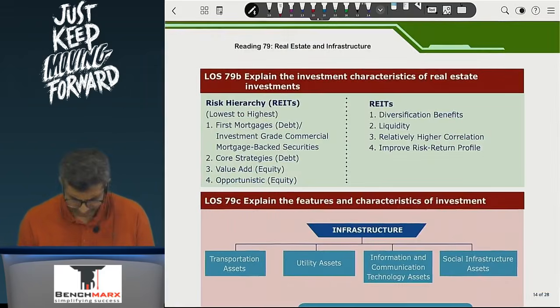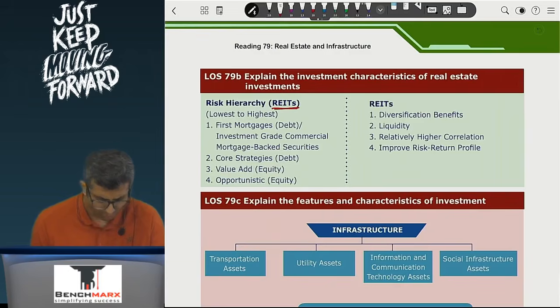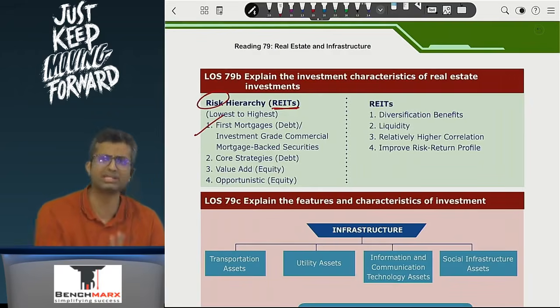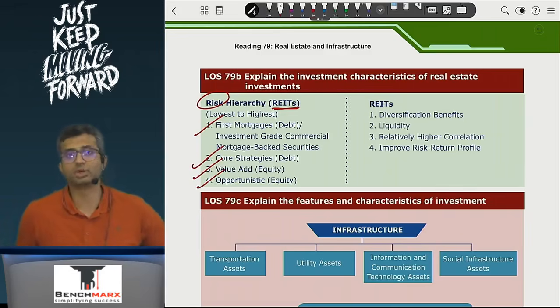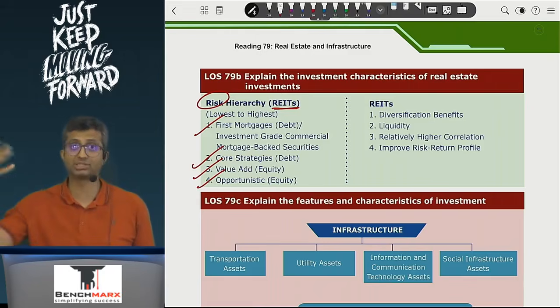The investment characteristic of REITs would be, in terms of risk, the lowest would be your traditional mortgage REITs. After that, your equity REITs, the core strategies, and then value added and opportunistic being the riskiest types of REITs in the market. Like you have mutual funds, large cap funds, mid cap funds, small cap funds, small cap being the riskiest, large cap being the least risky, in terms of at least these three.